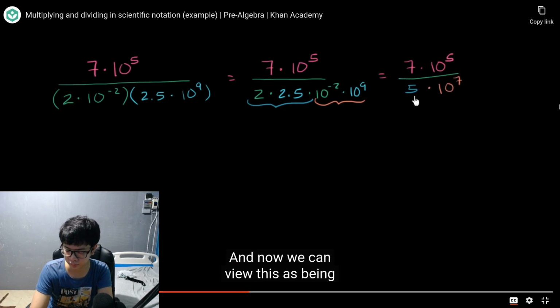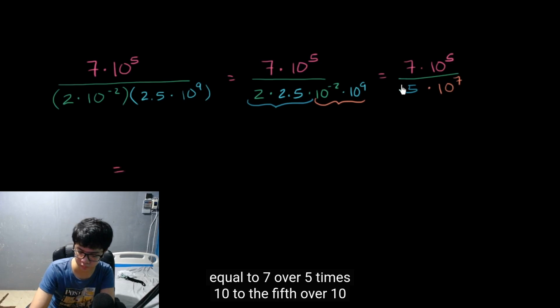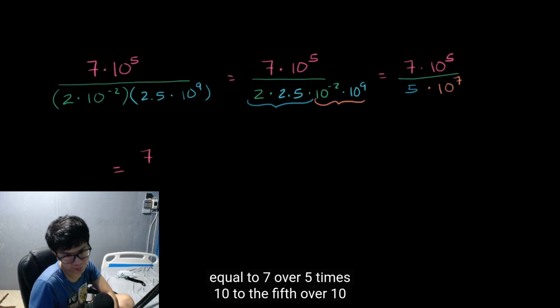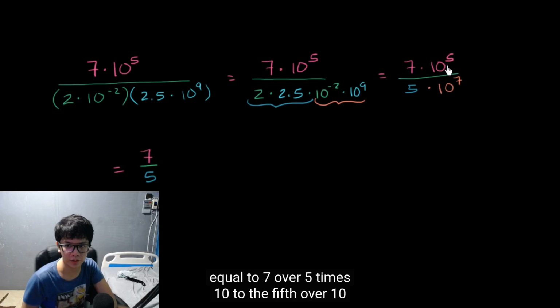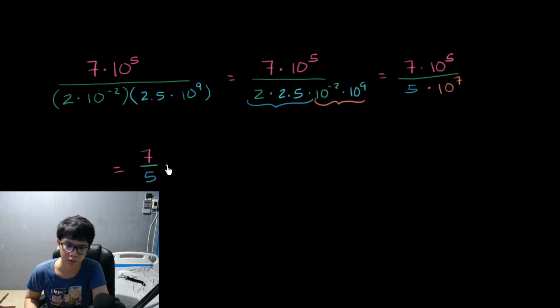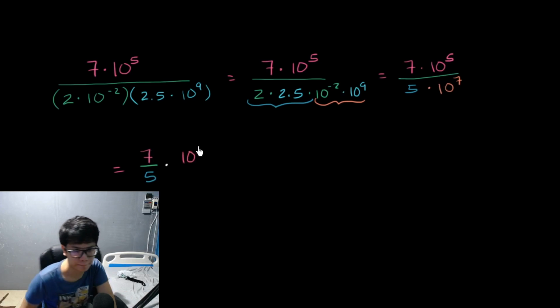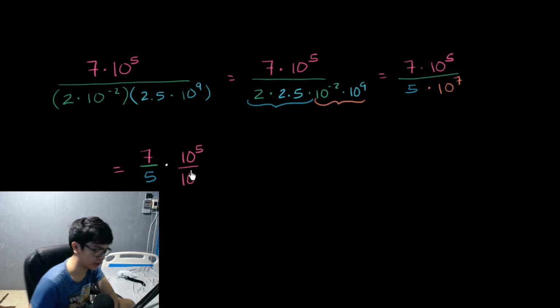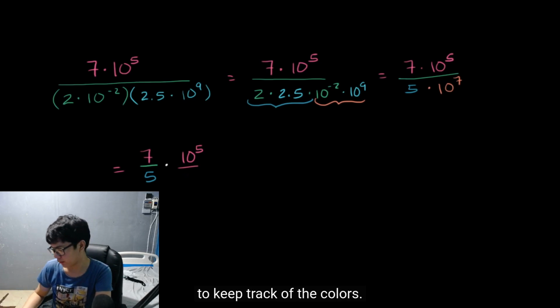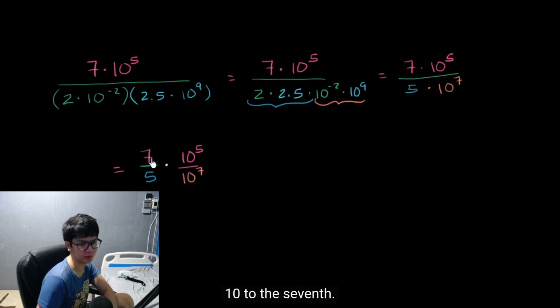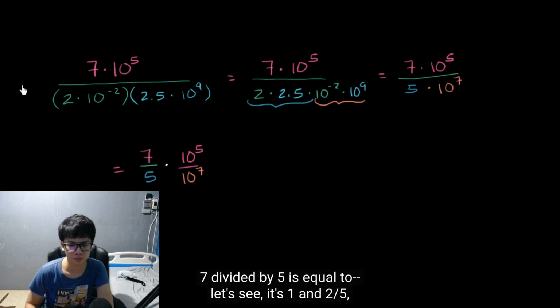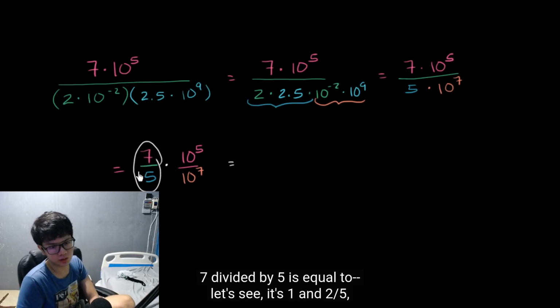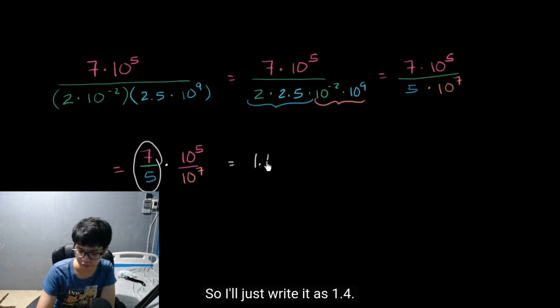And now we can view this as being equal to 7 over 5, times 10 to the 5th over 10 to the 7th. Now what is 7 divided by 5? 7 divided by 5 is equal to, let's see, it's 1 2/5 or 1.4. Wow. This right here is 1.4.